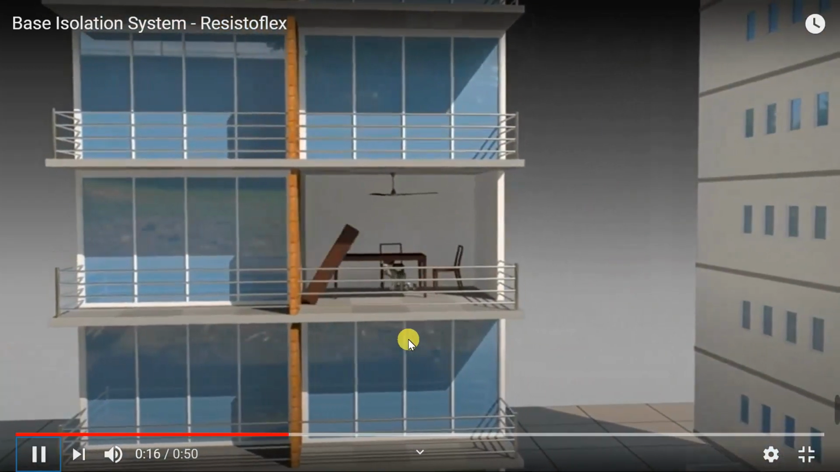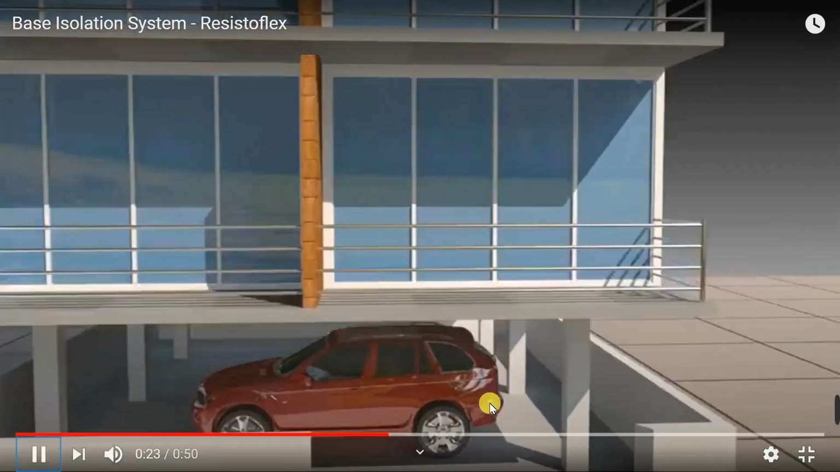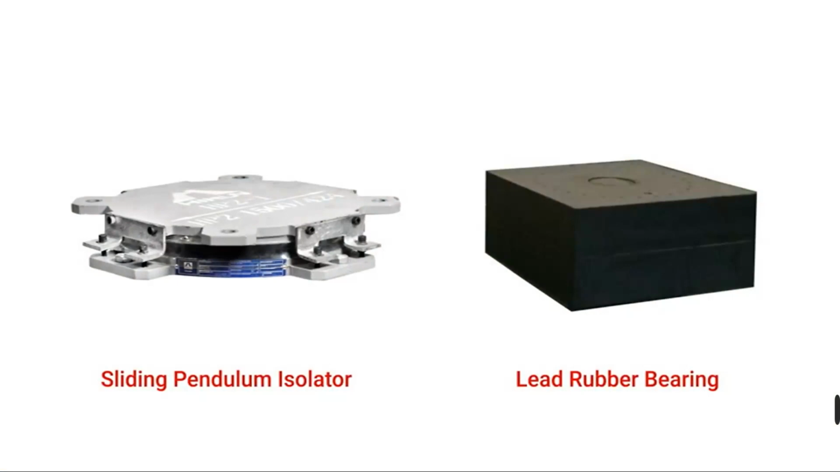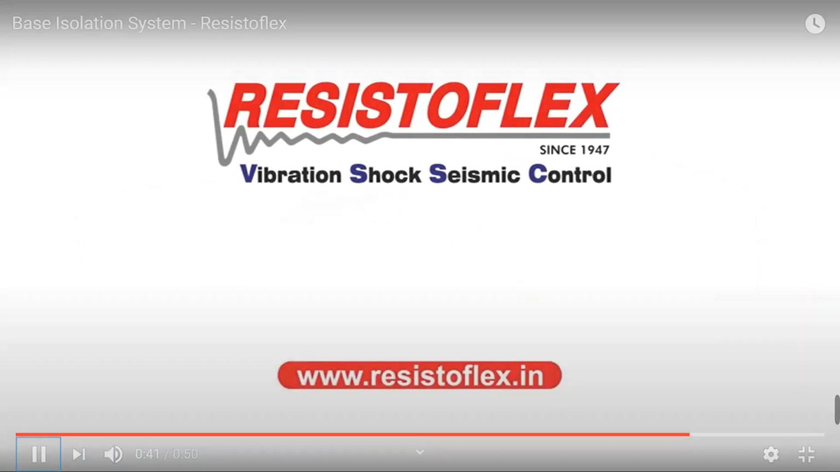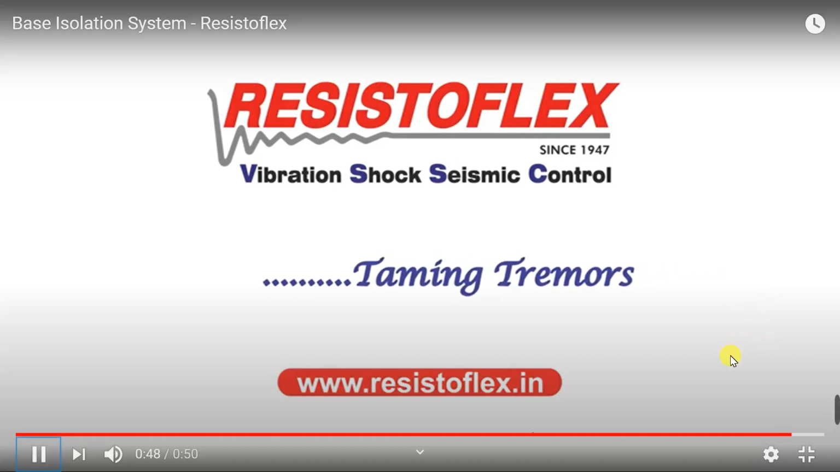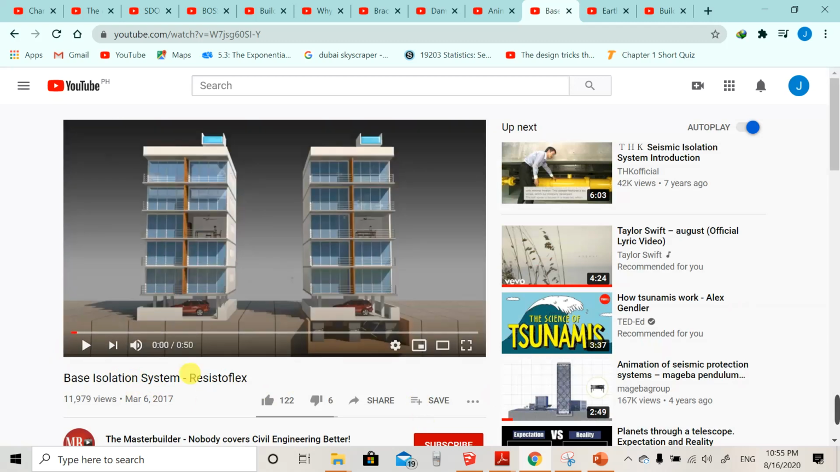Ito yung walang base isolation. Ito naman yung may base isolation. Parang wala lang. Ito yung nangyayari sa base isolation natin. Ayun class, I hope na-gets nyo yung ibig sabihin nitong base isolation. Napaka-powerful nitong video na to. Madali lang naman mag-gets yung function niya, di ba?